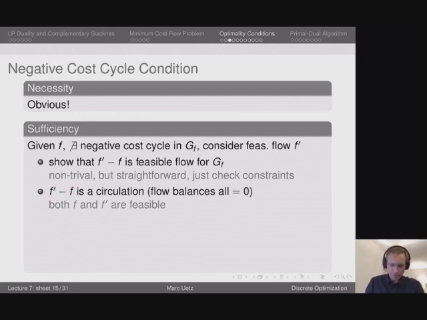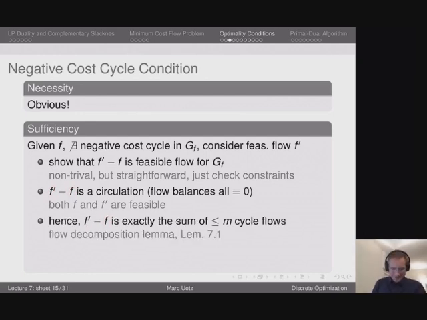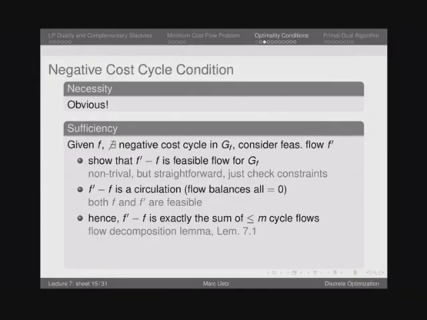So this difference flow is a circulation in the network, and I can actually decompose any circulation in a network into the sum of at most m cycle flows, so flows on simple cycles. And m is the number of edges in the graph. That follows by the flow decomposition in the lecture notes, Lemma 7.1, but here I at least would like to remind you how I can see that.